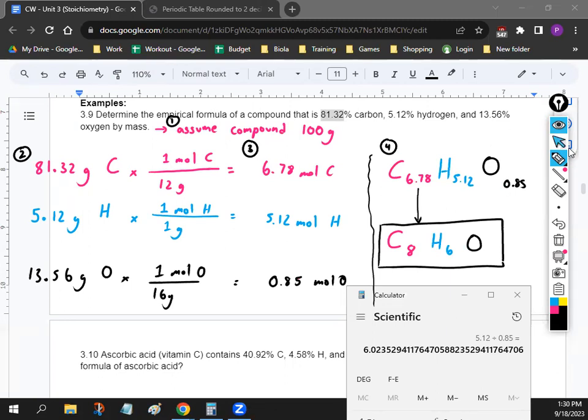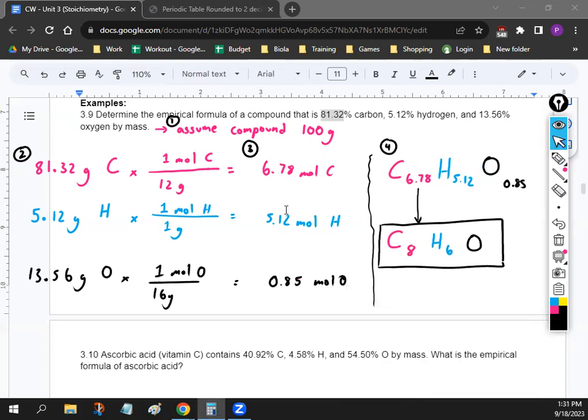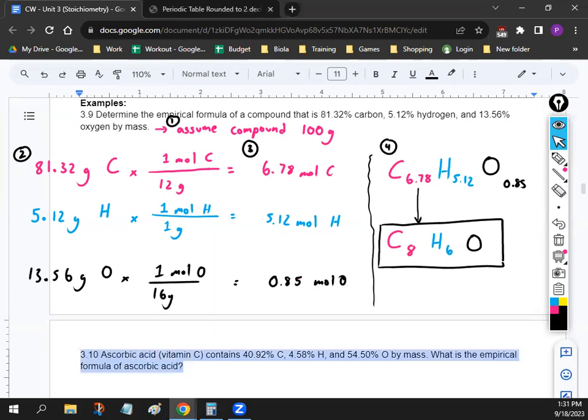Beginning to end. All right, so I'm going to leave this up here just so you guys have a reference. But I want you guys to do 3.10 on your own. So just make sure you pull it up on Canvas if you don't already. You're going to be finding the empirical formula for vitamin C, ascorbic acid. You got the percentages right there. Again, same process. I will give you a heads up that this last step right here is going to be a little bit trickier, because the numbers won't be as clean.